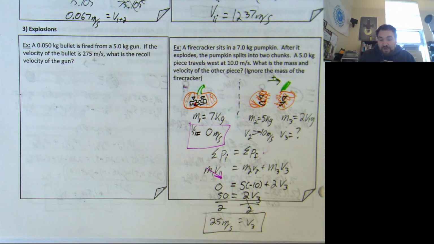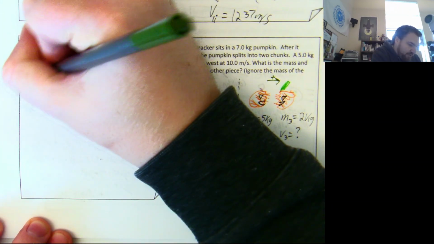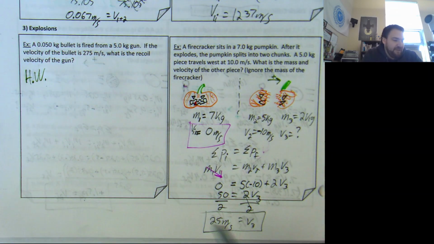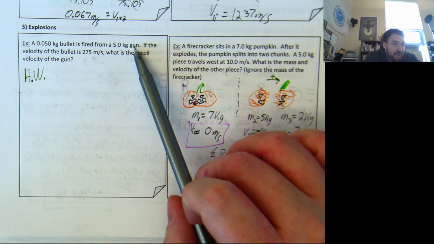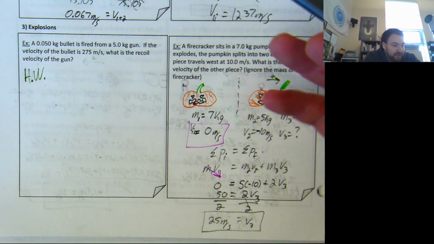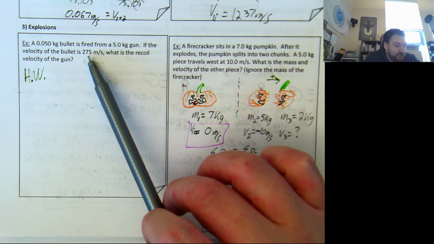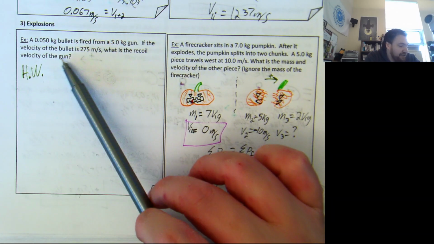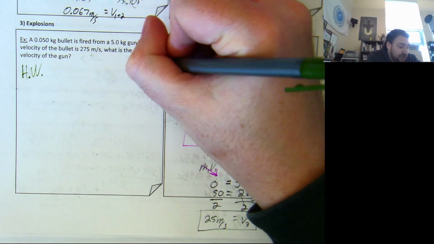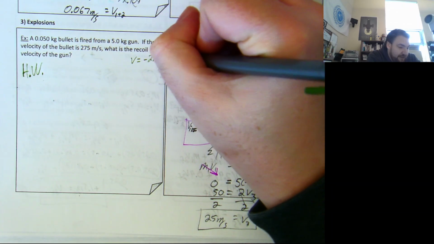I'm going to leave this one. I want you to try this one first. This one's going to be part of your homework. You've got a bullet sitting inside a gun. You pull the trigger, it shoots the bullet. The bullet leaves the gun at 275 meters per second. What is the recoil velocity of the gun? I want you to try this one. I'll give you the answer. You're looking for a velocity right around -2.8 meters per second.